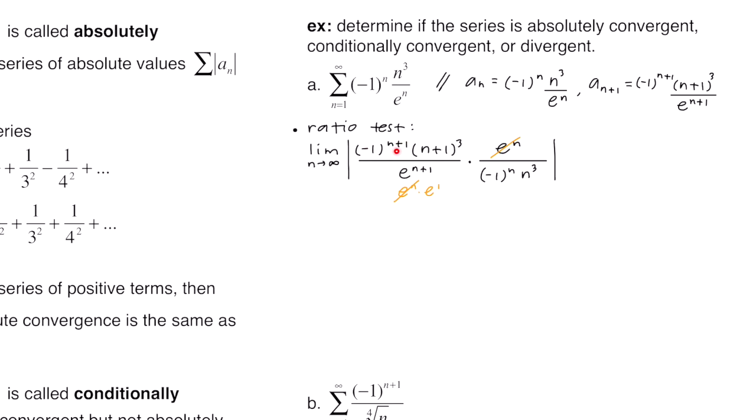The same thing happens for this negative 1 to the n plus 1 and this negative 1 to the n. If we break this up, it's going to be negative 1 to the n times negative 1 to the 1. So the negative 1 to the n is going to cancel with this one. And then all that you have left is negative 1 to the 1.